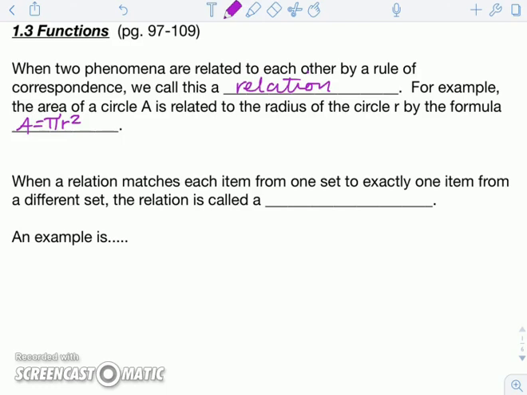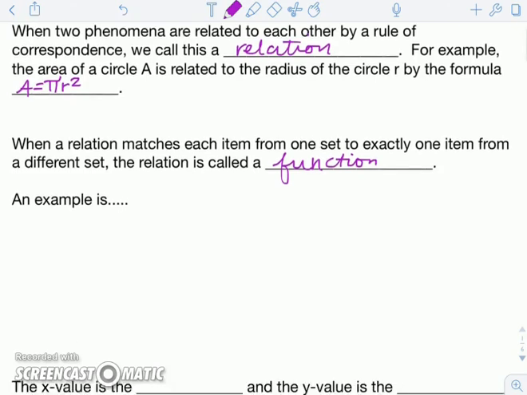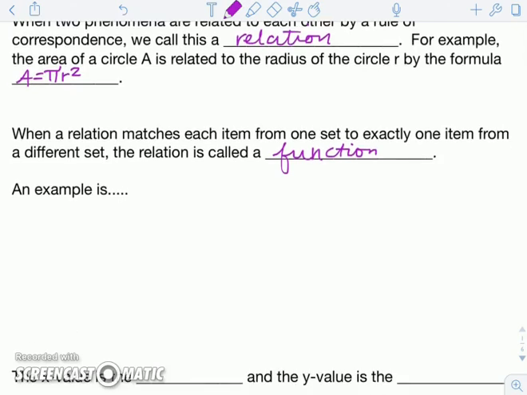When a relation matches each item from one set to exactly one item from a different set, the relation is called a function. So here's a real life example that I think makes it easy to understand what a function is. An example I'm going to talk about is birthdays.